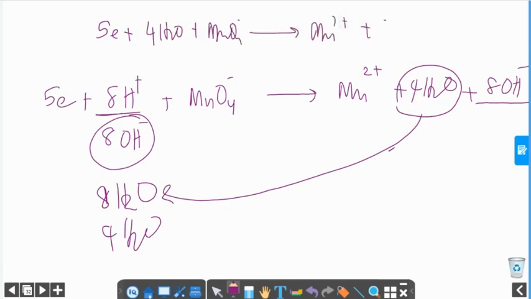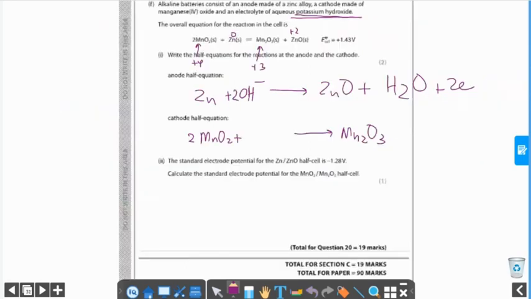Mn2 plus and 8 OH minus. The products have the OH minus in this case. So simply, you add OH minus to the side where there's H plus, and on equal sides, you add OH minus. Anyway, this is not a part of the syllabus, so we don't need to know this.